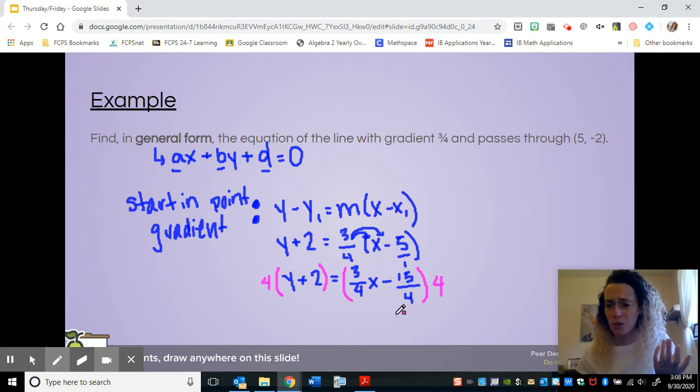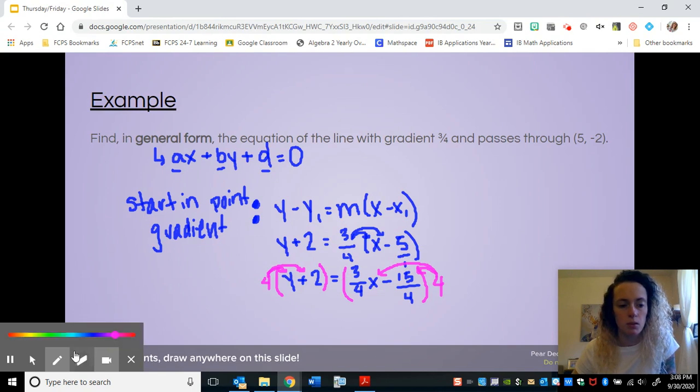If you're not sure what the common multiple is, you can multiply everything by one denominator and then multiply everything again by the second denominator. It's a little more work, but it'll still get you there. So that's all that matters. So I need to multiply again all terms by these 4s. So I'm just going to put in my distributing arrows.